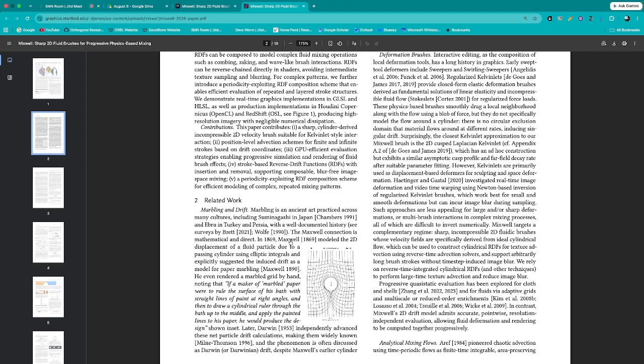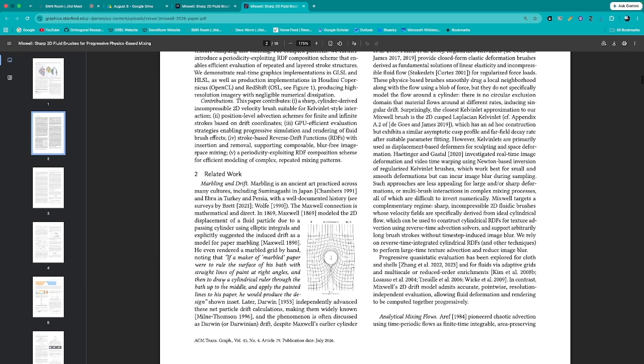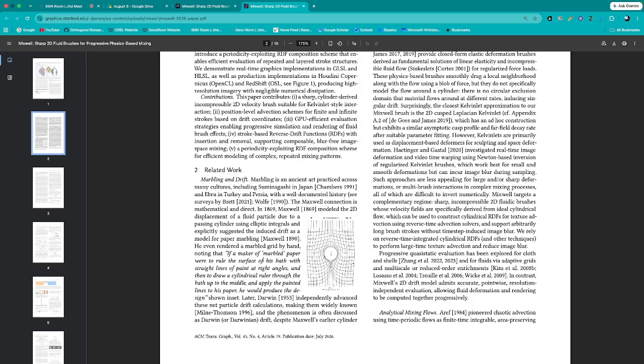So in 1869, Maxwell modeled the 2D displacement of a fluid particle due to a passing cylinder using elliptic integrals, and explicitly suggested that the induced drift is a model for paper marbling. He even rendered a marble grid by hand, noting that if a maker of marbled paper were to rule the surface of his bath with straight lines of paint at right angles, and then draw a cylindrical ruler through the bath up to the middle, and apply the painted lines to his paper, he would produce the design shown here.